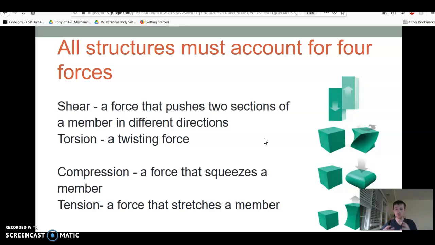Torsion is when something twists. Compression is if you were to squeeze your 2 hands together, you'll experience some compression. And tension, if you lock the fingers like this and pull apart, you'll feel some tension.